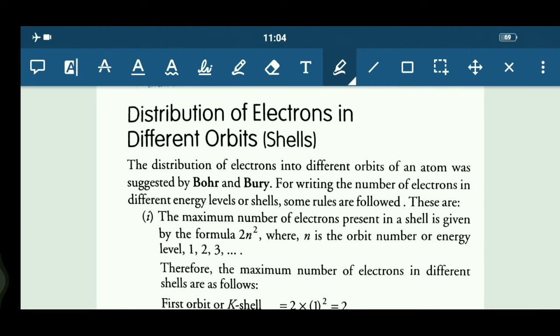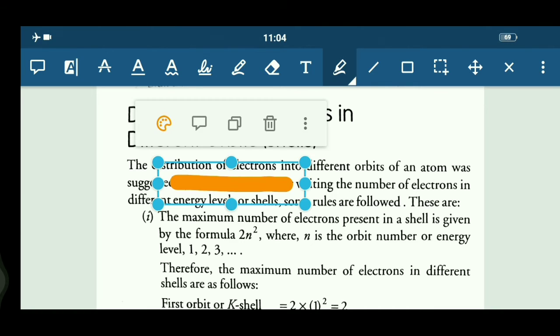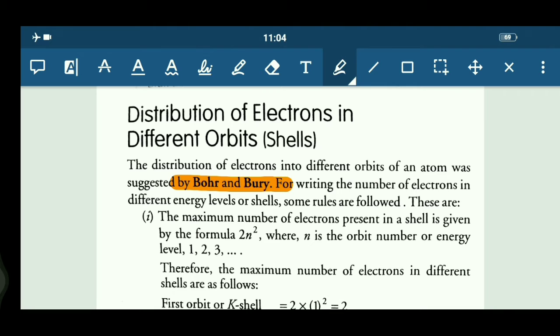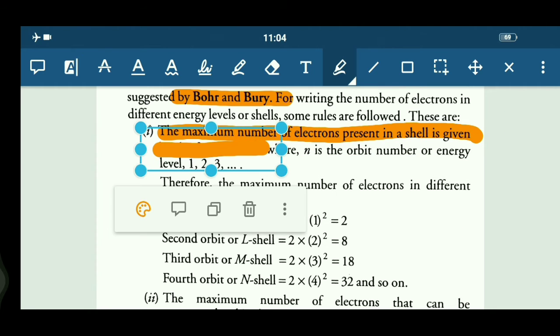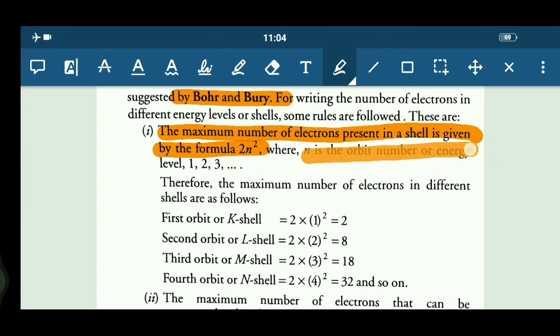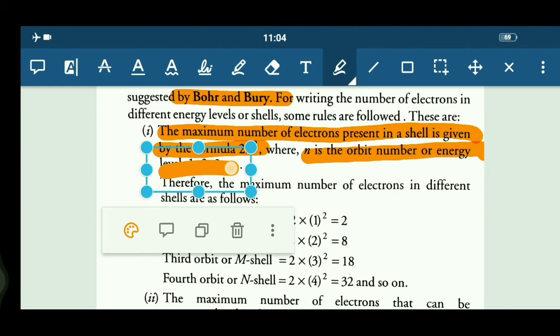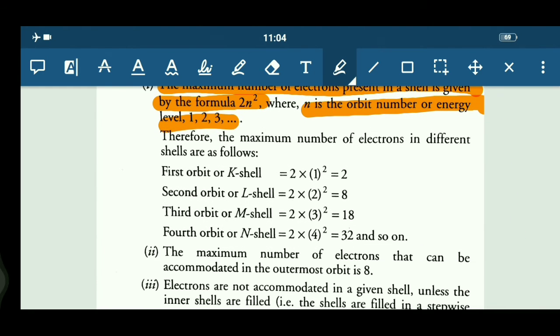See, children, how we are distributing the electrons in different orbits of an atom was suggested by Bohr and Bury. For writing the numbers of electrons in different energy levels, there were some rules that needed to be followed. The first rule was that the maximum number of electrons present in a shell is given by the formula 2n square, where n is the orbit number or energy level, that is 1, 2 and 3. You can see that here.